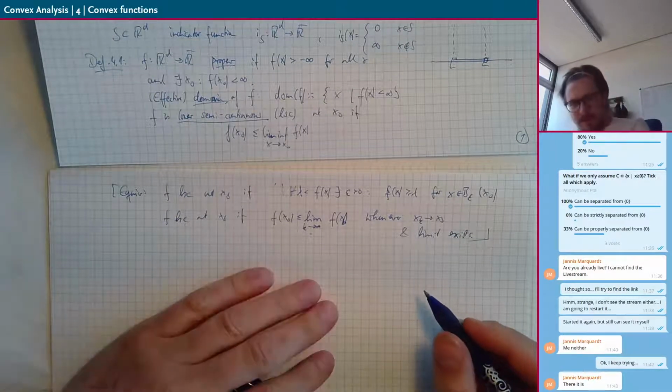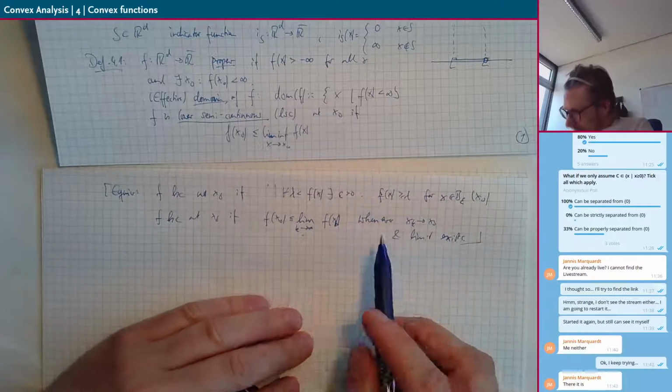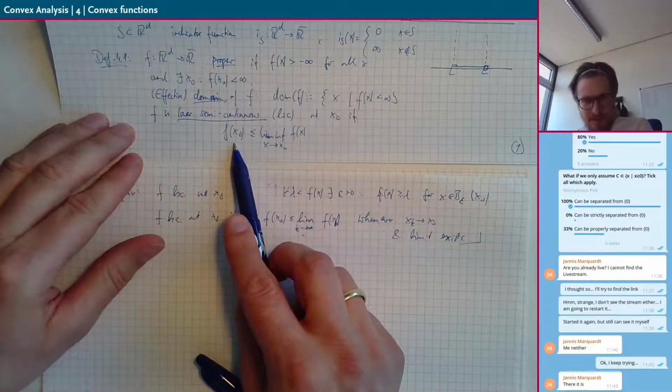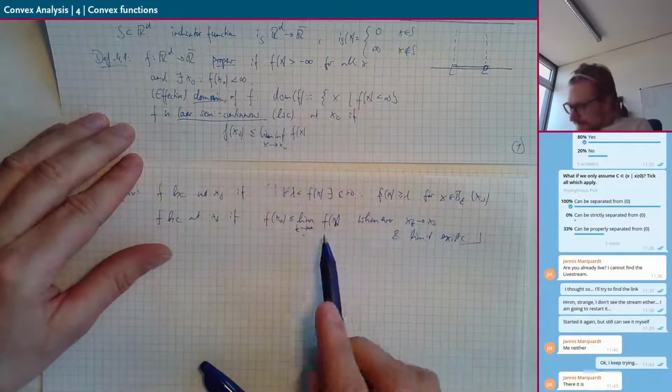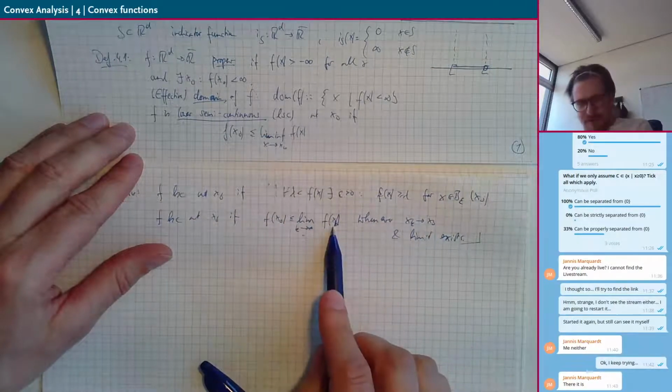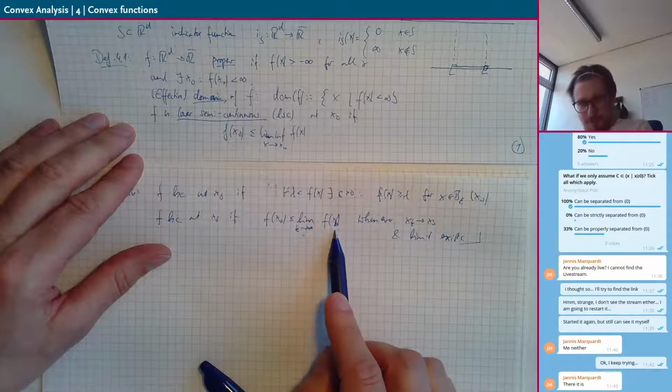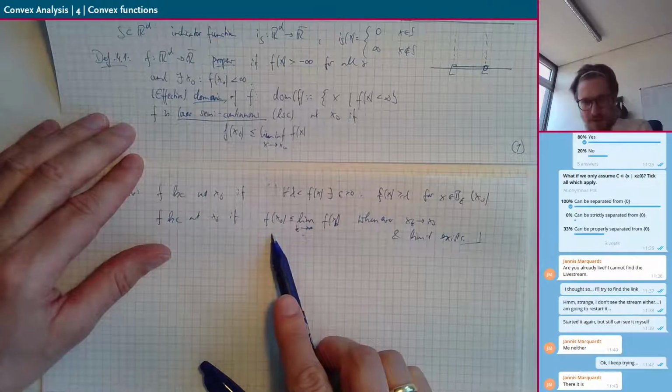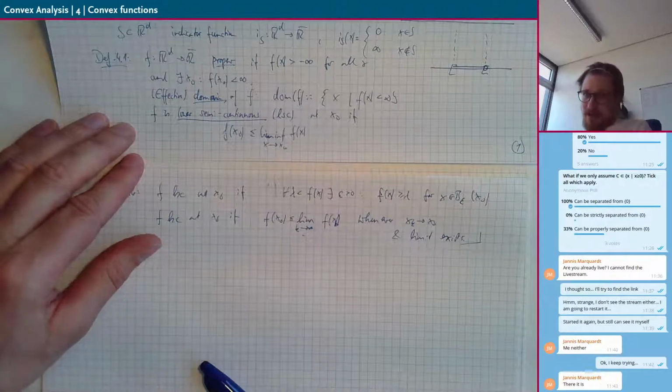Intuitively, the function may jump down in the limit if the limit exists. So if you have a sequence xk converging to something, you look at the function values, and if the function values do converge, they have to jump down in the limit. They can't go up, but they are allowed to jump down.